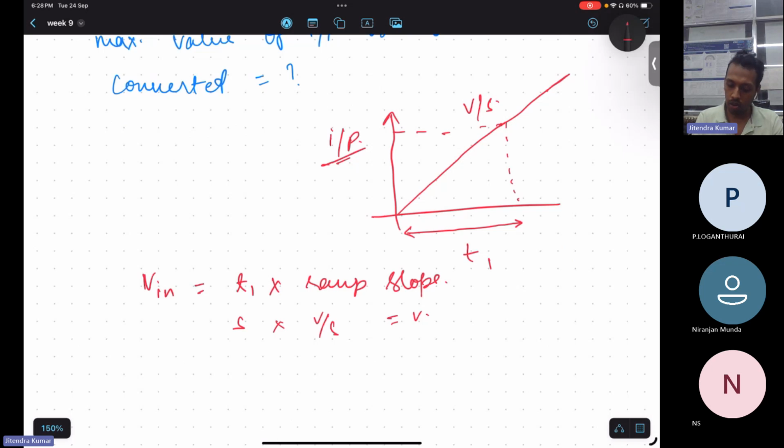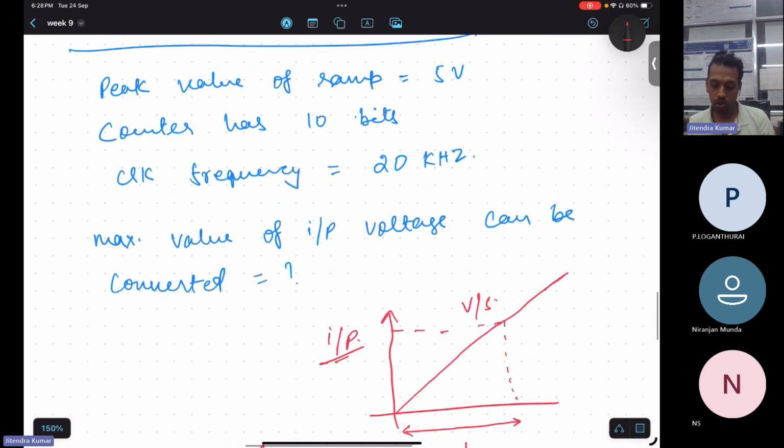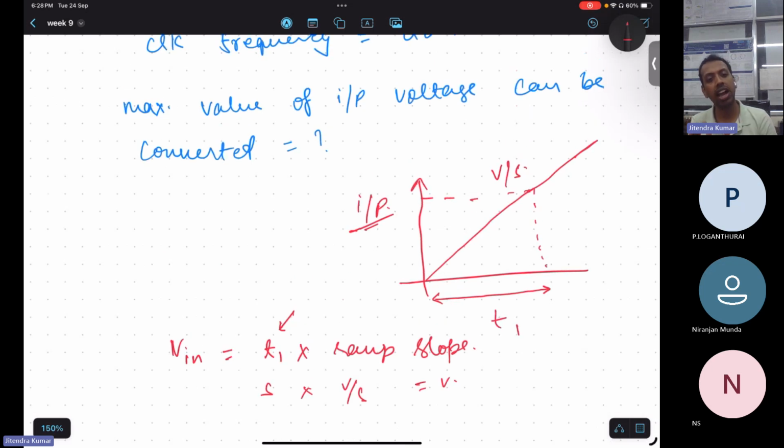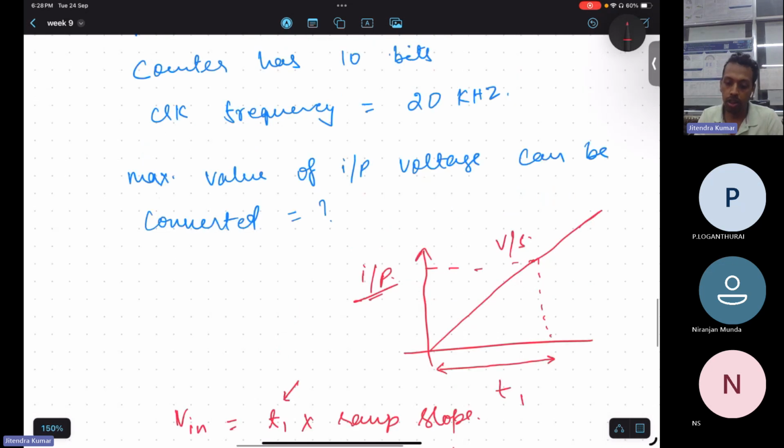This t1 will most of the time be known, that after this many clock pulses we are going to reset our counters so that you will get this value, and the ramp slope will be given. I don't think it is mentioned here, but generally it will be.